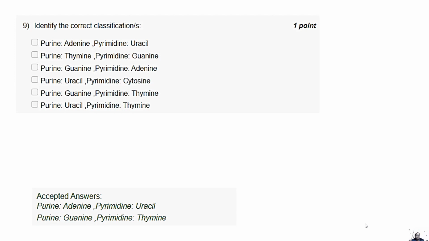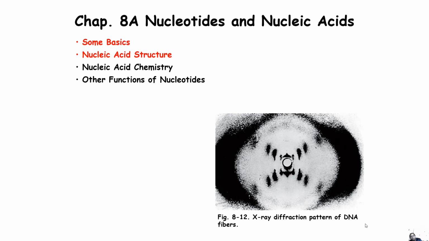Yeah. So the accepted answers, the correct answers, will be purine is adenine, correct, while the pyrimidine is uracil, which is found in RNA. Or purine is guanine and the pyrimidine is thymine, which is found in DNA. I talked about this also, but a little briefly.